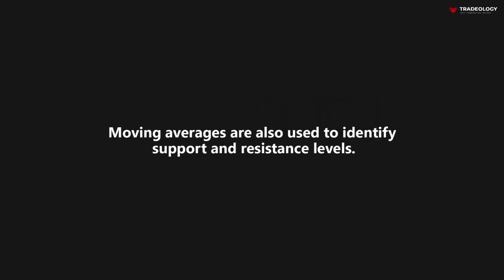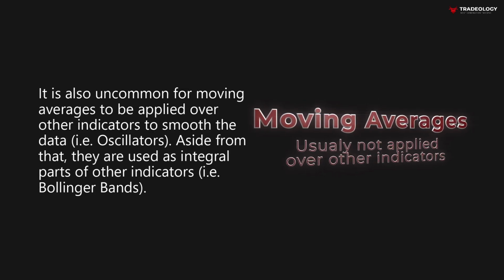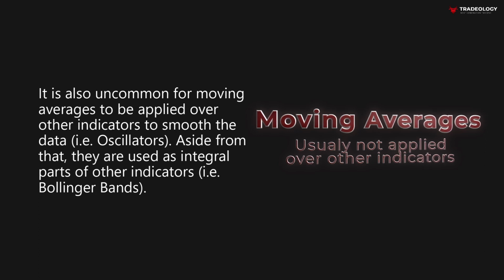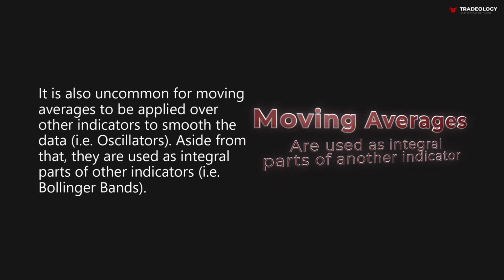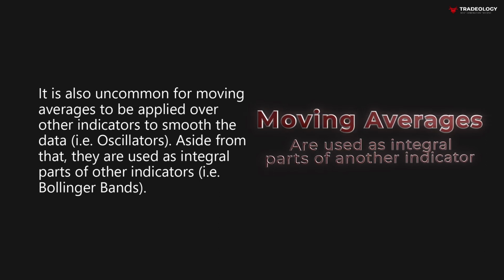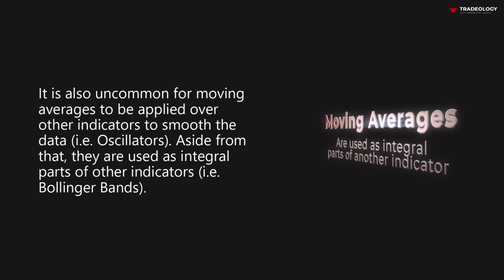Moving averages are also used to identify support and resistance levels. It is also common for moving averages to be applied over other indicators to smooth the data, i.e. oscillators. Aside from that, they are used as integral parts of other indicators, for example, Bollinger Bands.